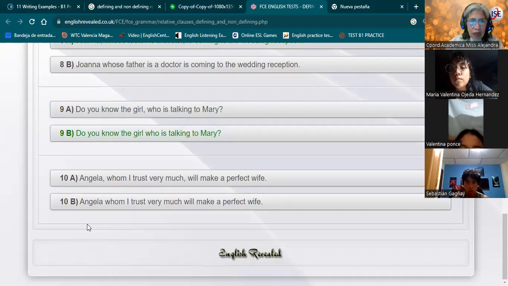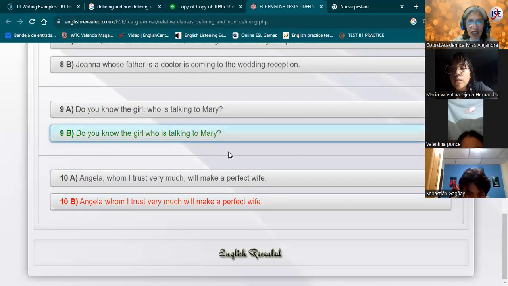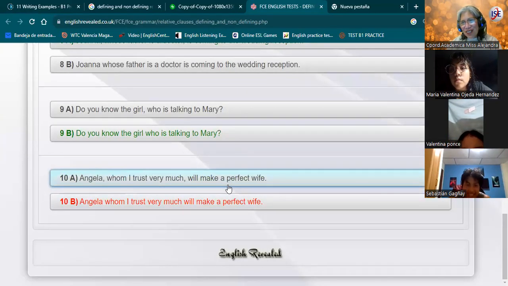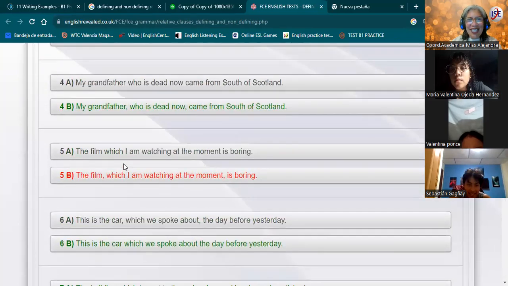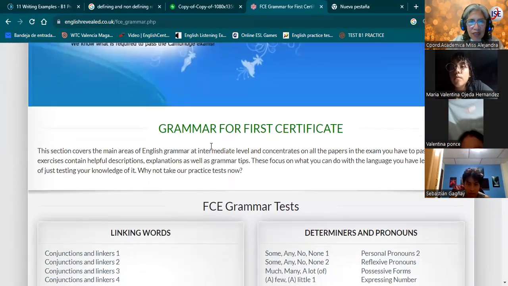Sebastian, Angela, whom I trust very much, will make a perfect wife. Which one is correct, A or B? Commas or no commas? Letter B. Whom I trust very much is extra information. Angela will make a perfect wife. It makes sense. Let's see if I find another exercise, defining and non-defining.